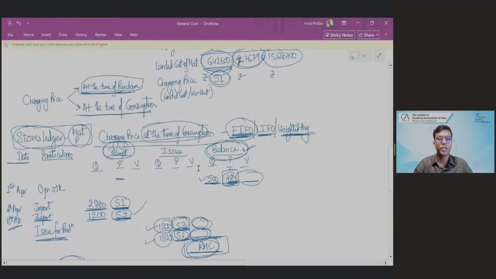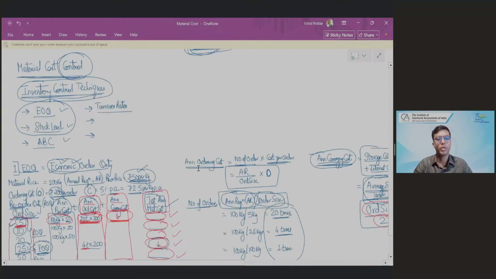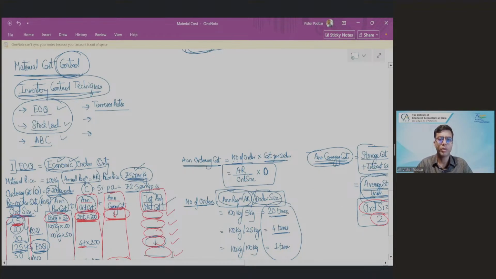Now, we started with the second element, which is very interesting, very important for your exams as far as the material chapter is concerned, which is the point relating to material control. Controlling means what? Controlling means ensuring that your costs are within the prescribed limits.